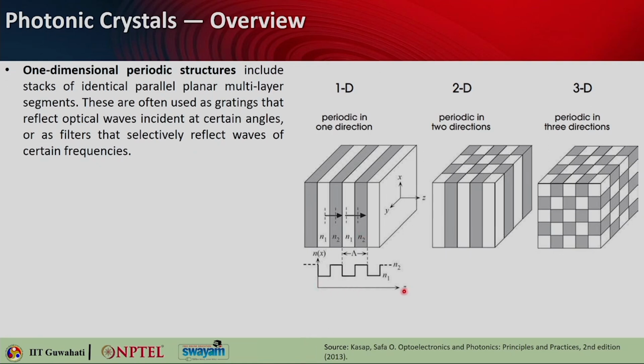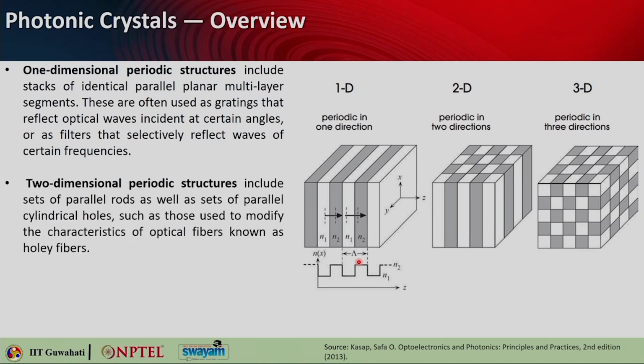If you take that direction z and plot the refractive index profile against it, you will see that you are basically getting low, high, low, high and so on. This is one period, and you are repeating this structure over many periods. That will give you the 1D periodic grating, or you can say 1D photonic crystal.